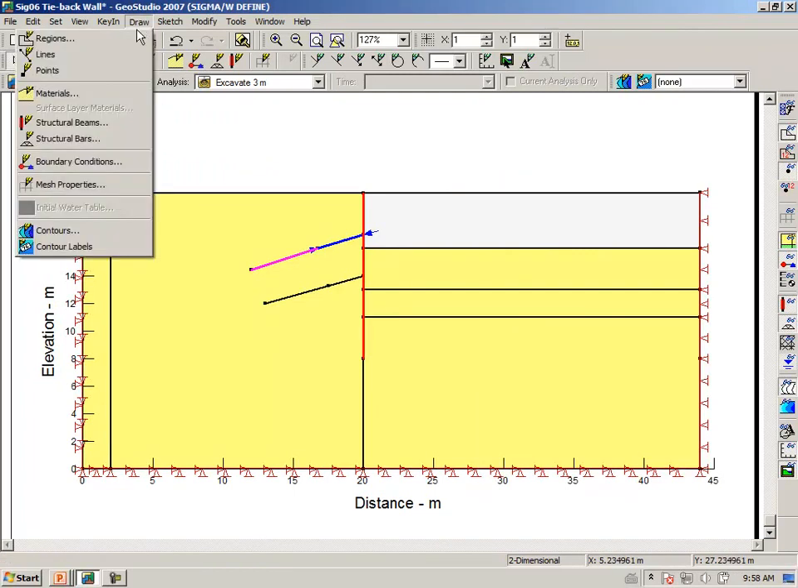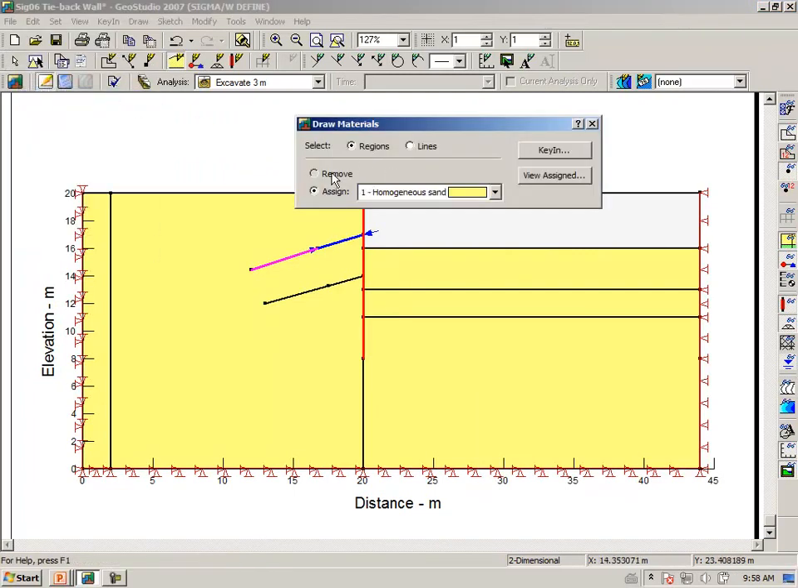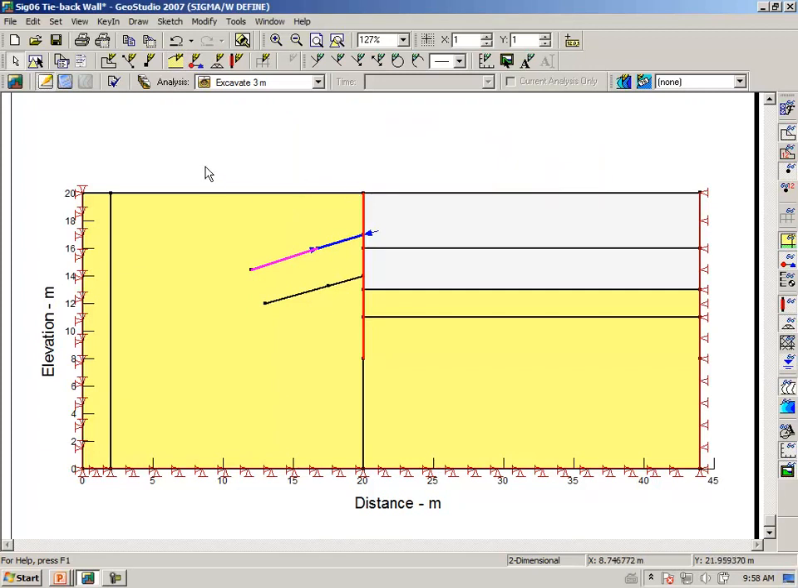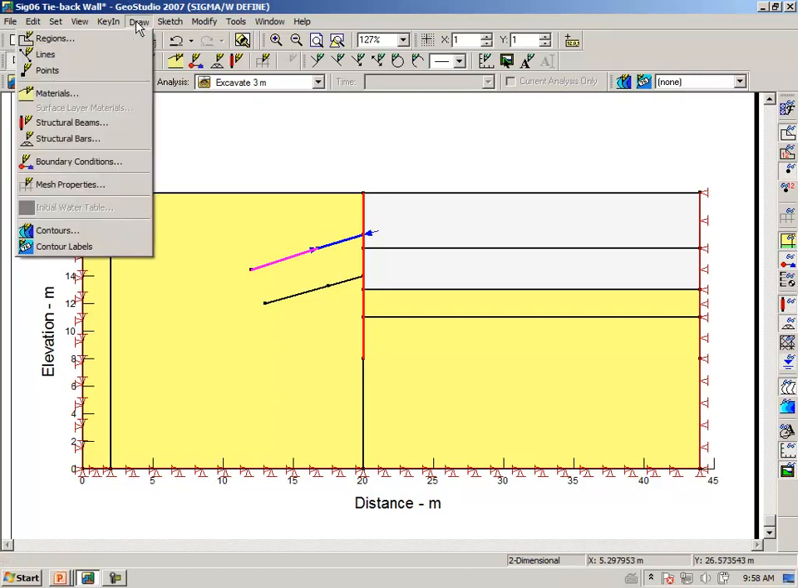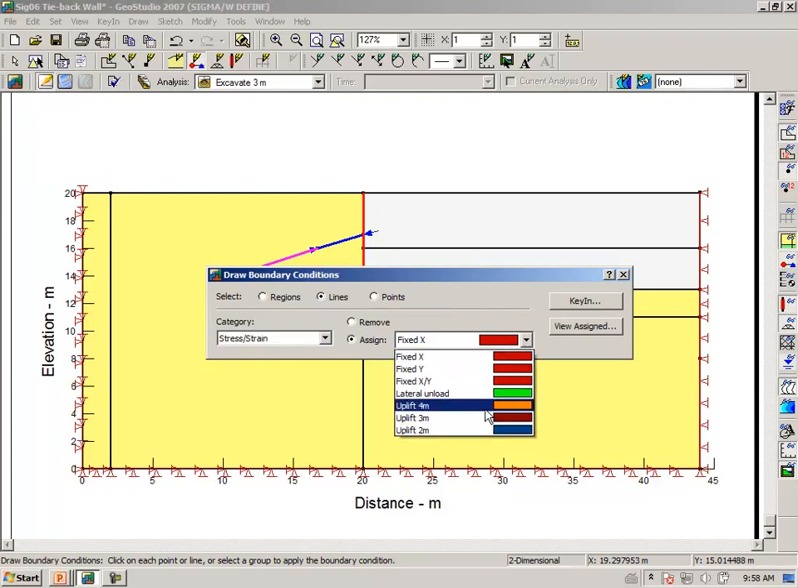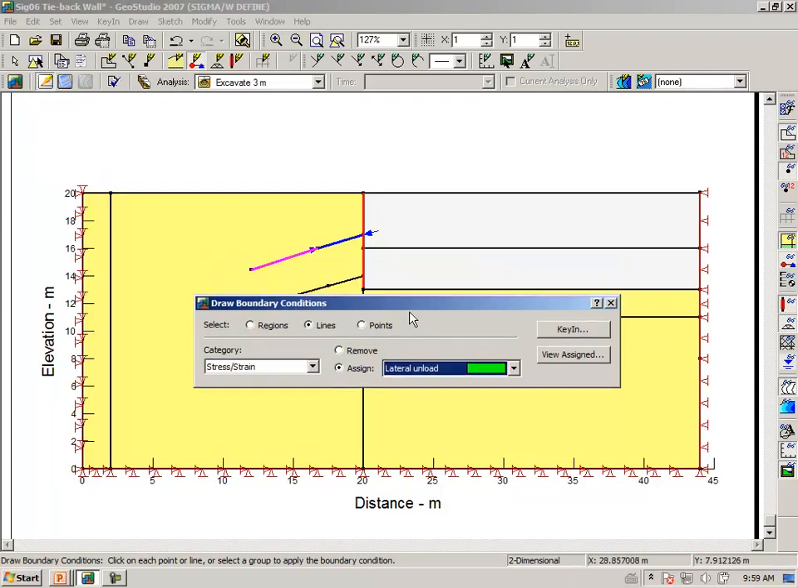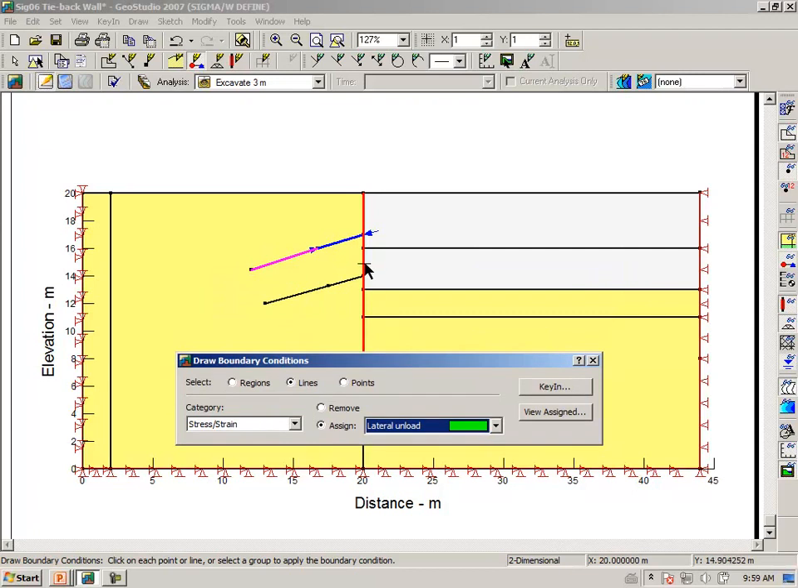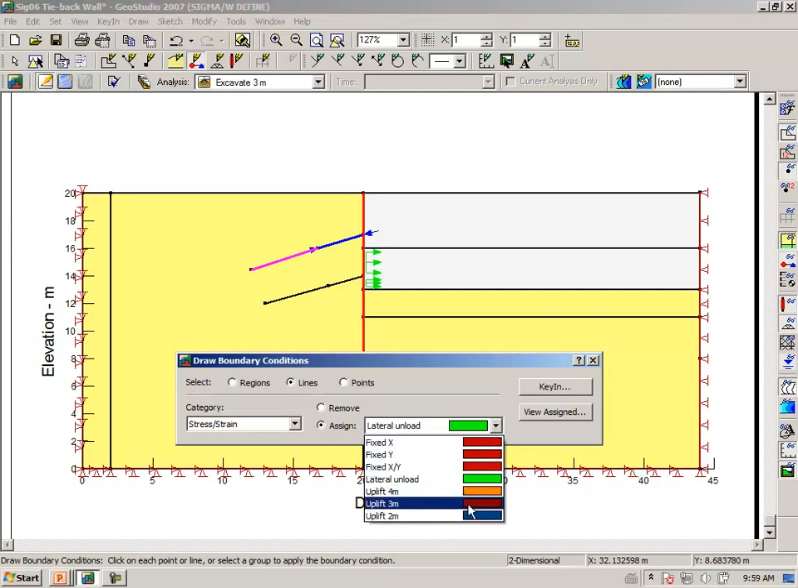We say draw materials, remove the material. And now we have to apply our boundary conditions that represent the removal of the materials. Draw a boundary condition. We have our lateral load, which is the same as before, and this time the lateral load is applied to the wall face that was just exposed, and we have uplift of 3 meters.